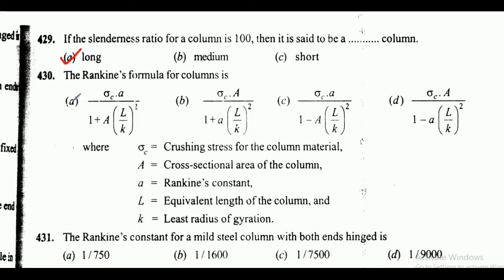Next is the Rankine's formula for columns is, here friends, these are the options, where sigma c is equal to crushing stress for the column material, A is the cross sectional area of the column, small a is equal to Rankine's constant, capital L is equal to equivalent length of column, and k is equal to least radius of gyration. Here friends, the correct answer is option B, that is sigma c into A upon 1 plus a into bracket L upon k the whole square.